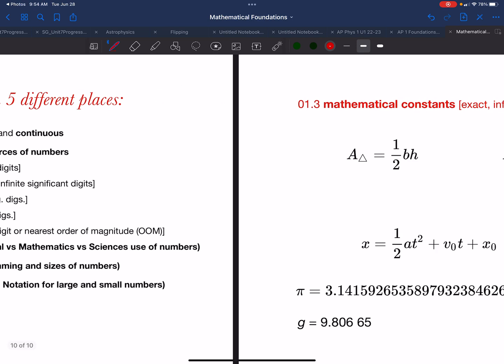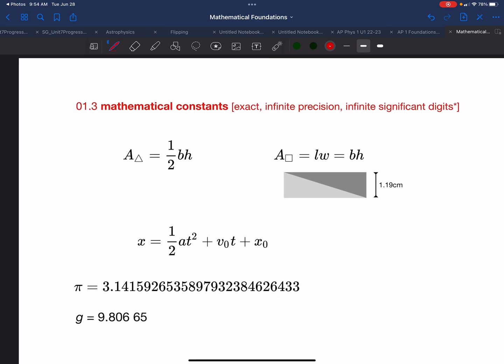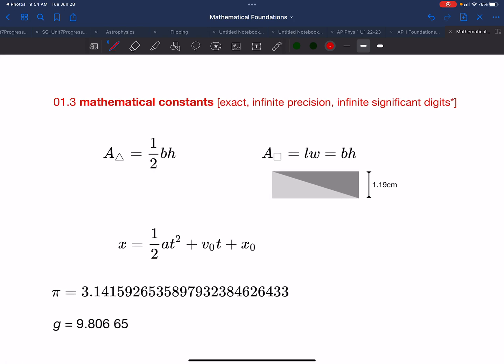So mathematical constants. Things to know, we'll point right off the bat, is that they are exact. They have infinite precision and an infinite number of significant digits. Notice this asterisk here. So let's take a look at our first mathematical constant. Our first mathematical constant is this 1/2 in this area of a triangle formula with which most of you are probably all familiar.